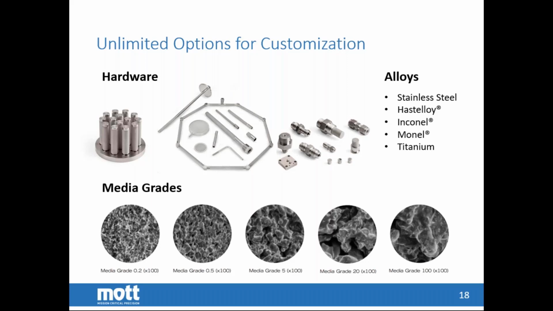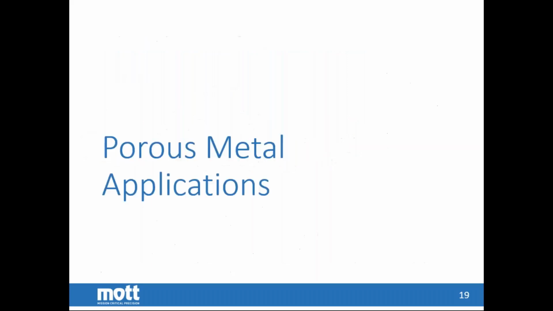Well, these are just images of the different media grades, so you get an idea of the pore size from a media grade 0.2 on the left, and then working up to media grade 100 on the right. You can see the size of the holes essentially get bigger. And that's going to help determine your particle capture and how restrictive your part is for flow control application. That's correct, Dan.